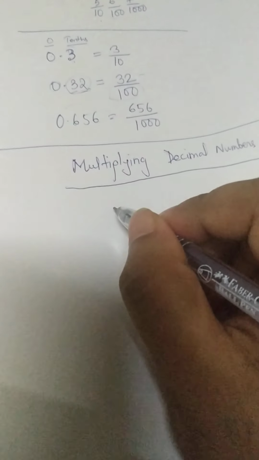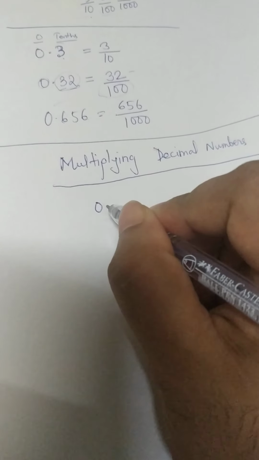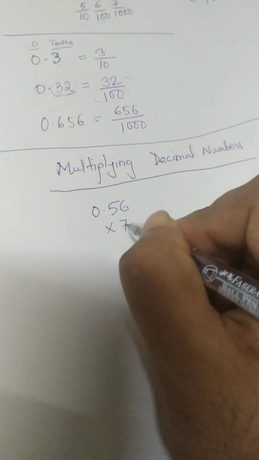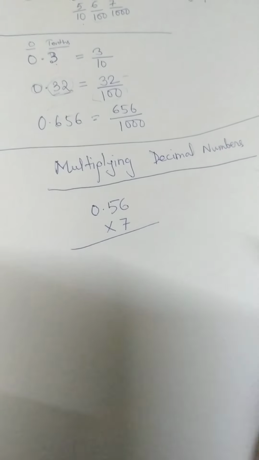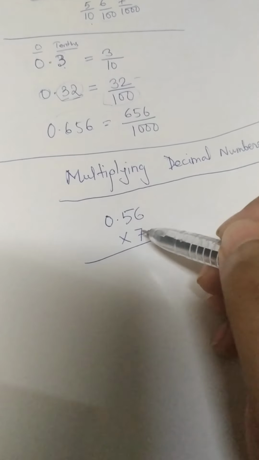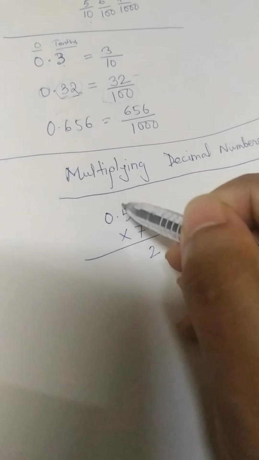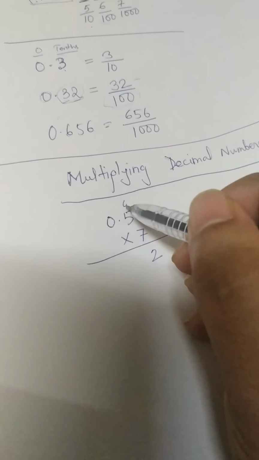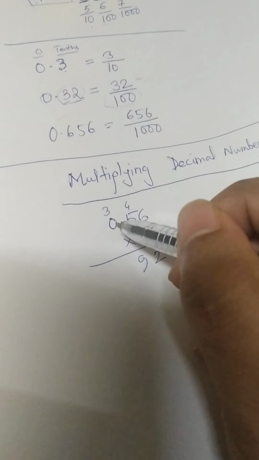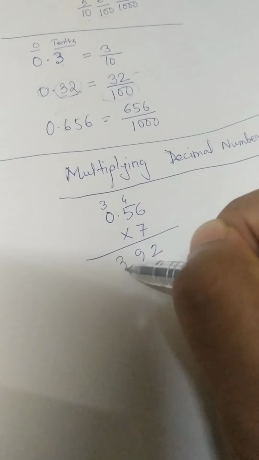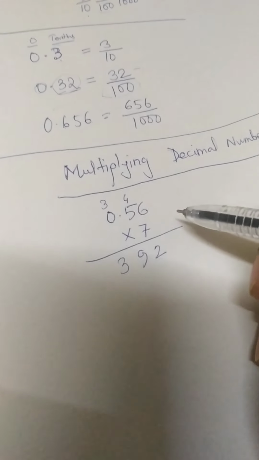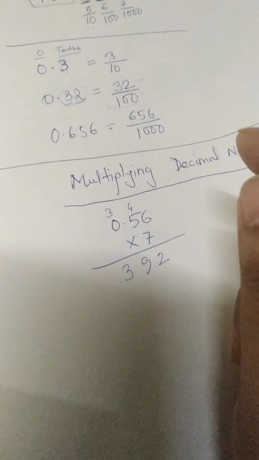How? Let's say 0.56 into 7. We actually do the normal multiplication. 7 6s are 42, 4 carry, 7 5s are 35, plus 4 is 39, 3 carry, 7 0s are 0, 0 plus 3 is 3. Now the answer is 392? No, the answer is not 392. We need to be careful.